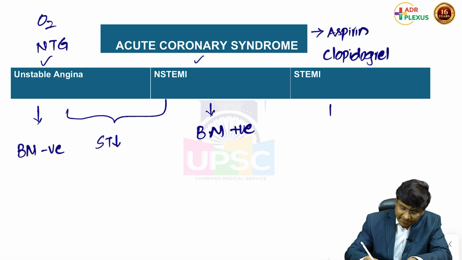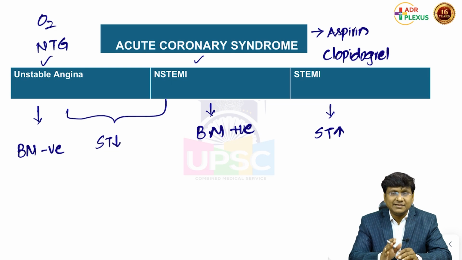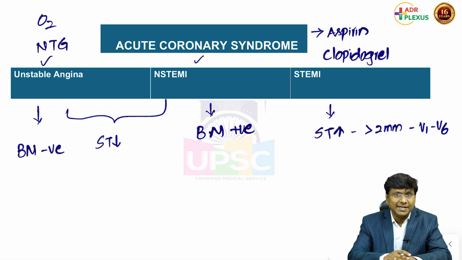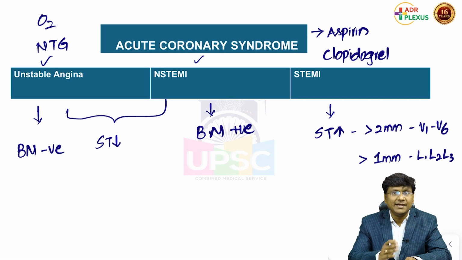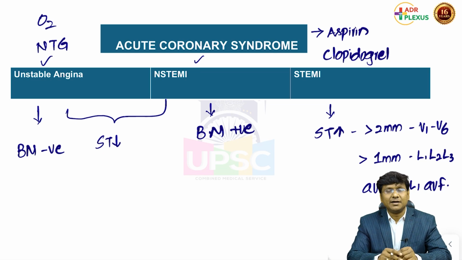Whereas in case of STEMI, you will notice that there is ST segment elevation. This ST segment elevation should be more than 2 mm in the chest leads, that is from V1 to V6, and more than 1 mm in the limb leads. And what are these limb leads? That is L1, L2 and L3. And even in the augmented leads, that is AVR, AVL and AVF, you should have ST segment elevation of more than 1 mm. So this is how you will be able to differentiate the spectrum of acute coronary syndrome also.